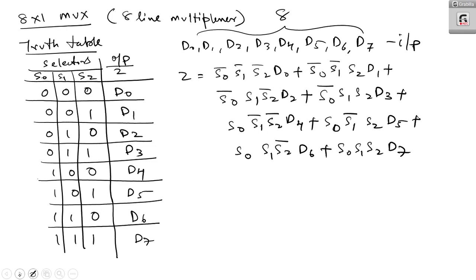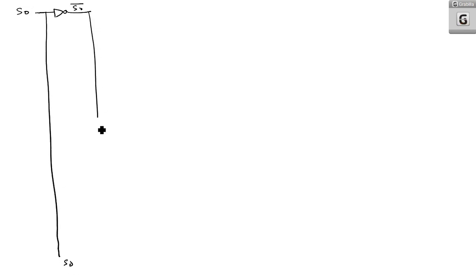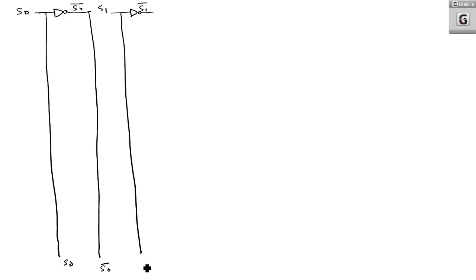Now to draw the logic circuit of it, first I will draw the selector switches. S0 is there. Here we are having S0 bar. So this is S0. This is S0 bar. Now comes S1 and S1 bar. So here what we have is S1, and this is S1 bar. Now coming to S2.